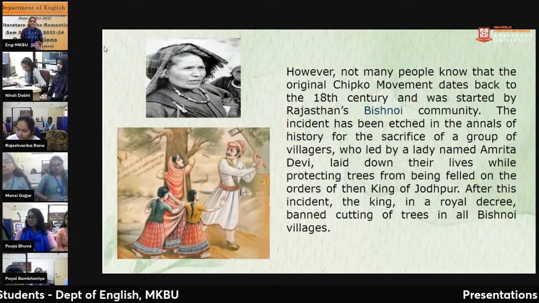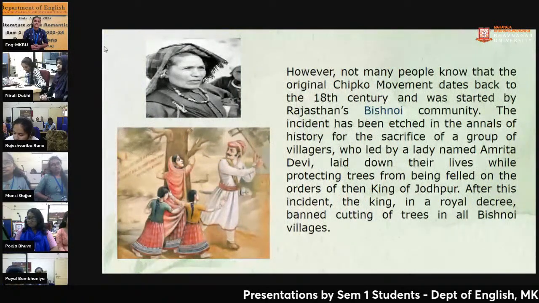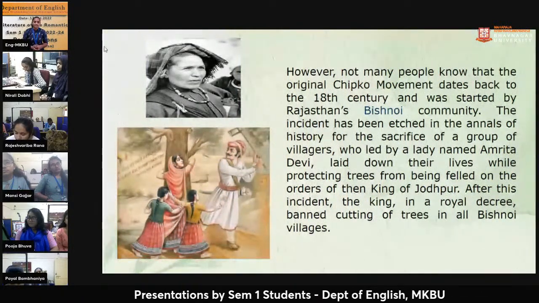Nowadays, they have a ritual: when a girl child is born in their family, they plant a tree.